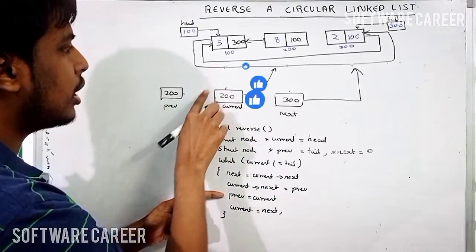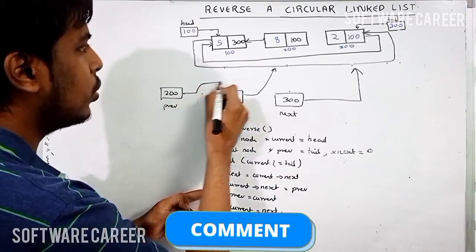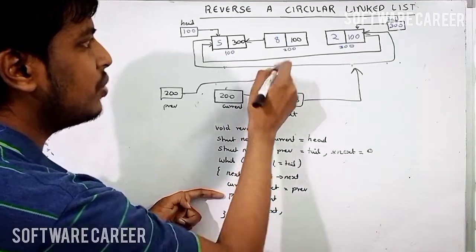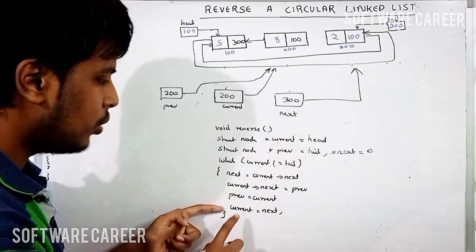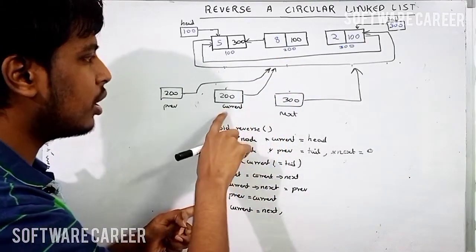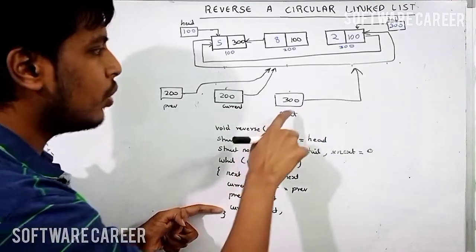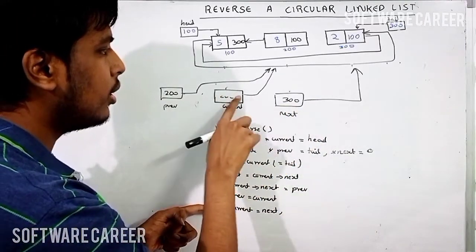Now this pointer is getting cancelled and the previous pointer is pointing to the node which is having address 200. Now see, current equals to next. You are moving the current pointer one step ahead. So what is next? 300. 300 is stored in current.